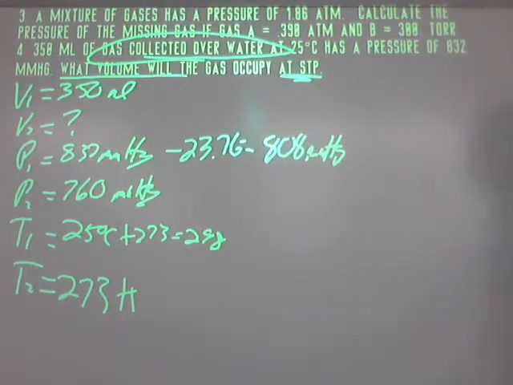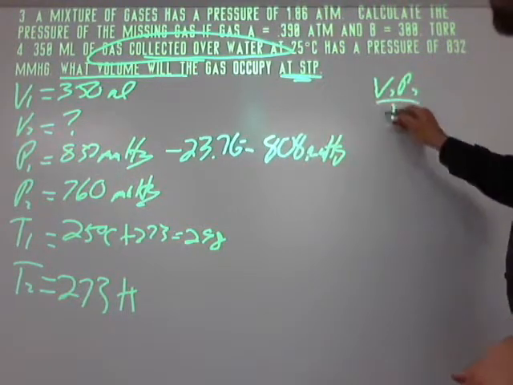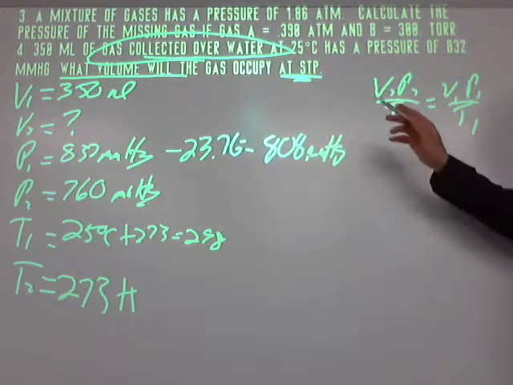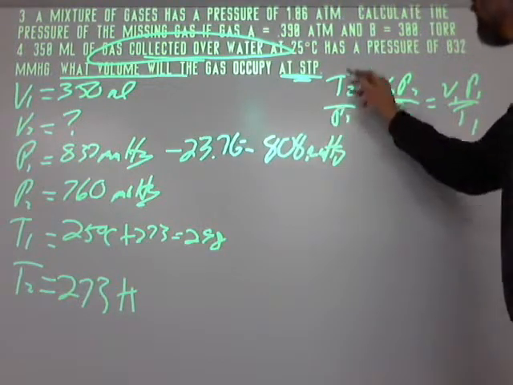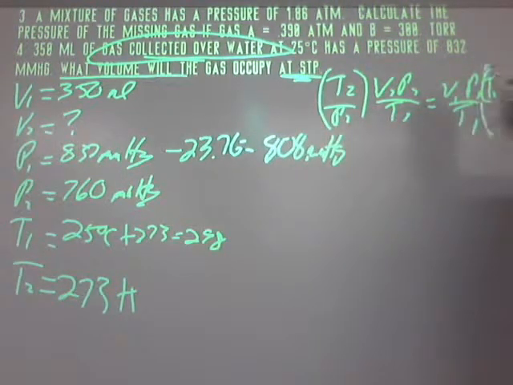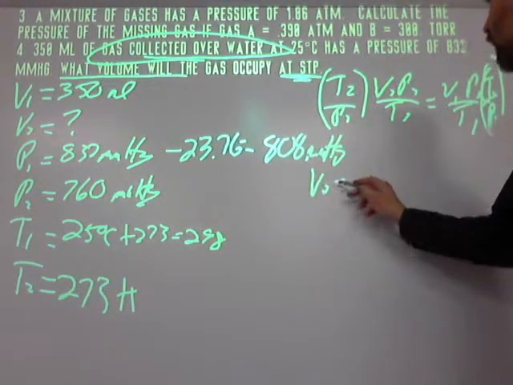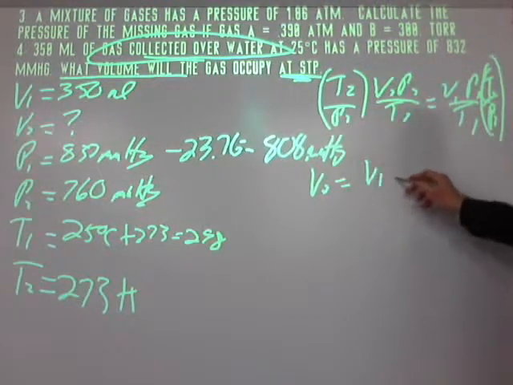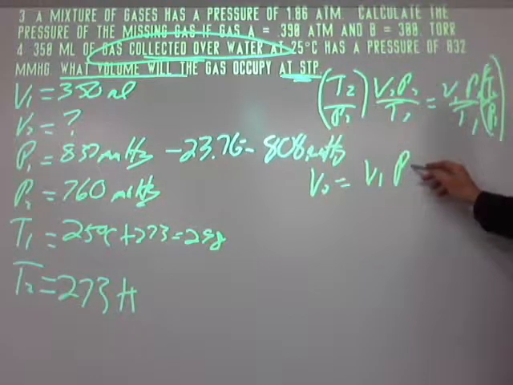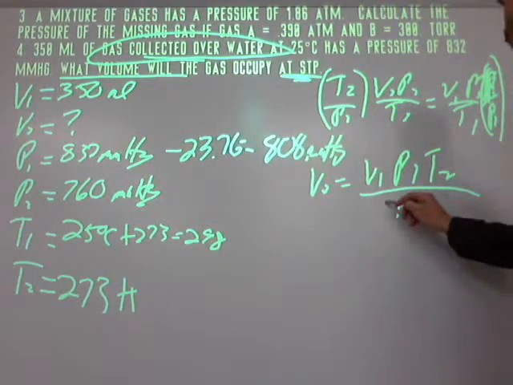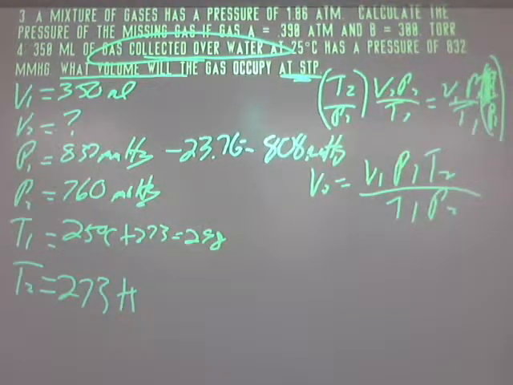All right, now real quickly, because I don't have too much time left, I want to still do those other two we haven't seen in a while. V2, P2 over T2 equals V1, P1 over T1. I have to rearrange this and solve for V2. I'll multiply both sides by T2 over P2. Right? And if you got it to this point, so V2 would equal V1, P1, T2 over T1, P2. Is that right? I can't read my own writing here.